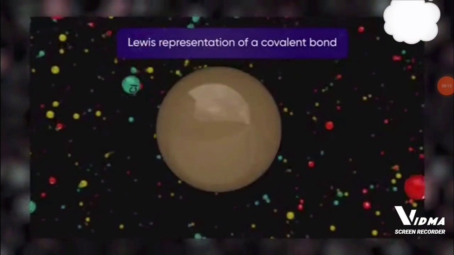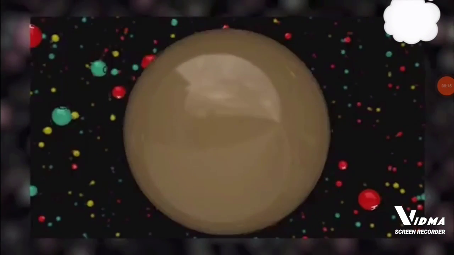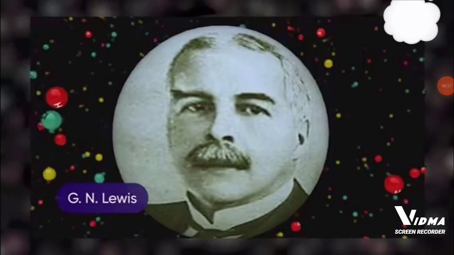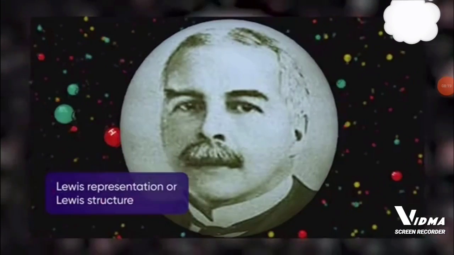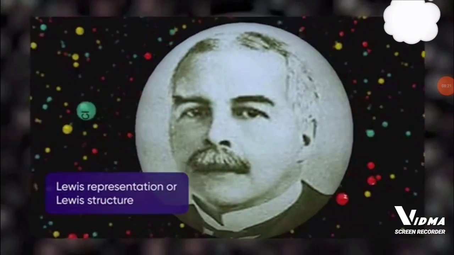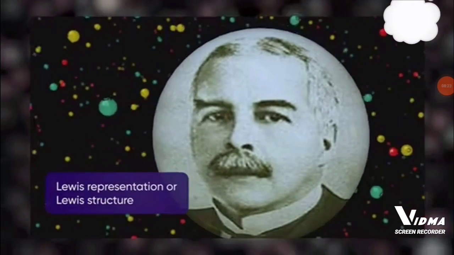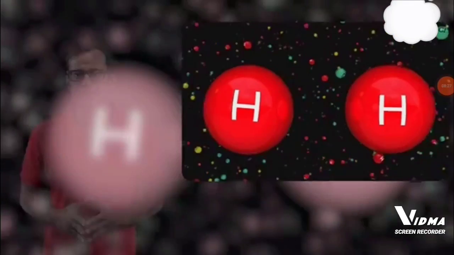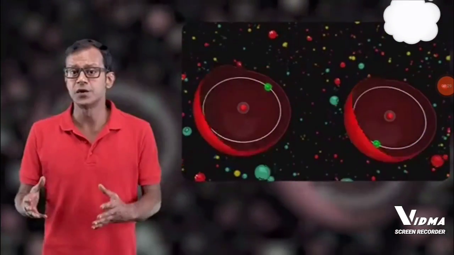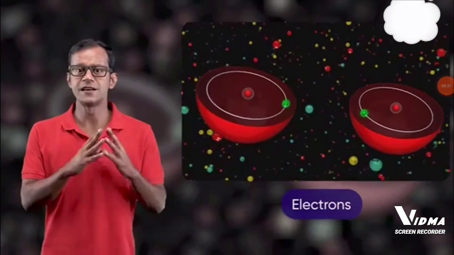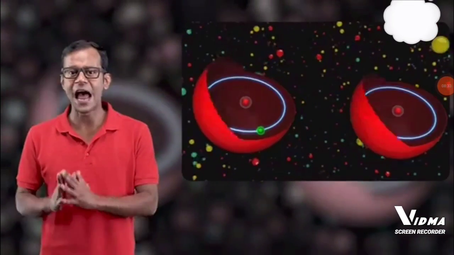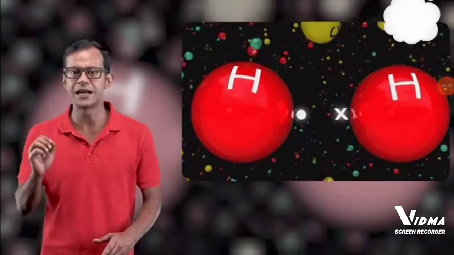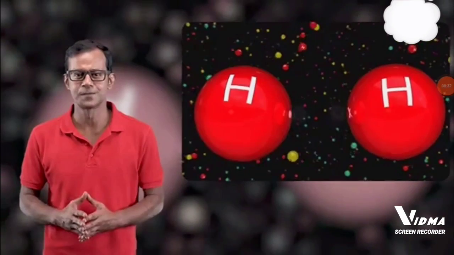Lewis representation of a covalent bond. This method was proposed by G.N. Lewis and is known as the Lewis representation or the Lewis structure. According to the Lewis notation, electrons in the valence shell of atoms would be represented by dots or crosses.